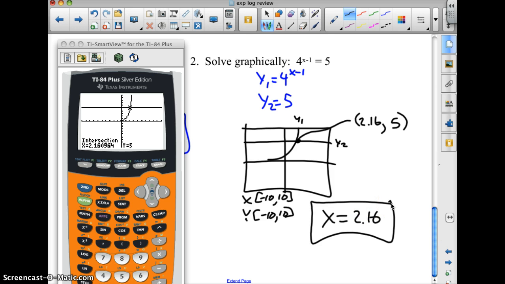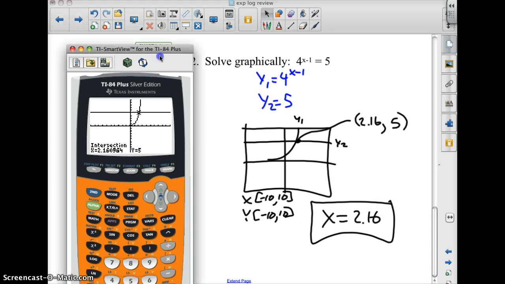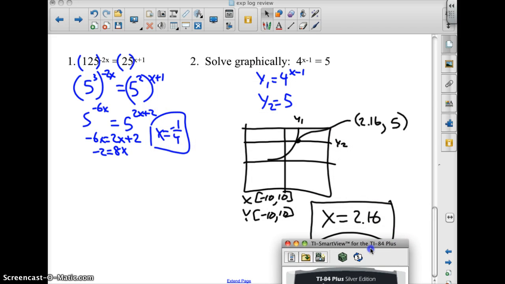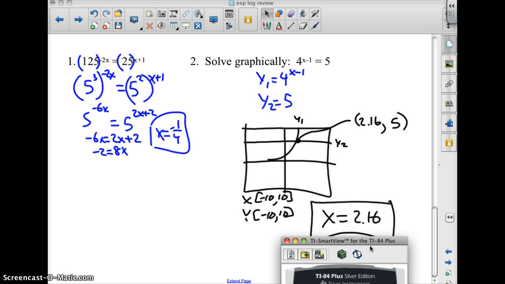All right, now a graphic solution, if the directions don't specify an algebraic solution, a graphic solution like this should receive full credit, especially if you've included like your window settings and labeled the graphs and the intersection.